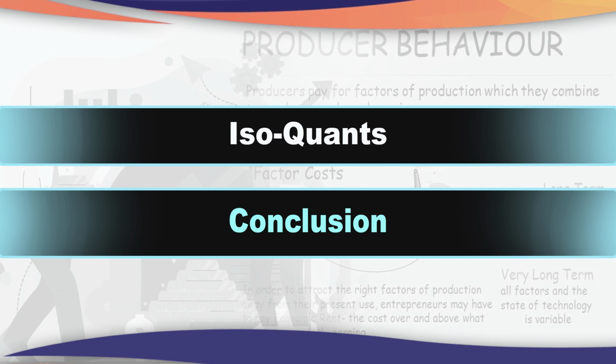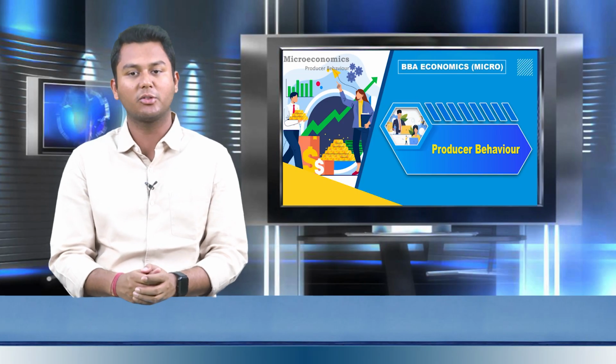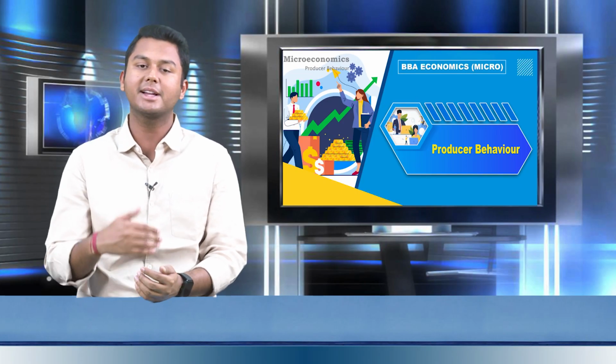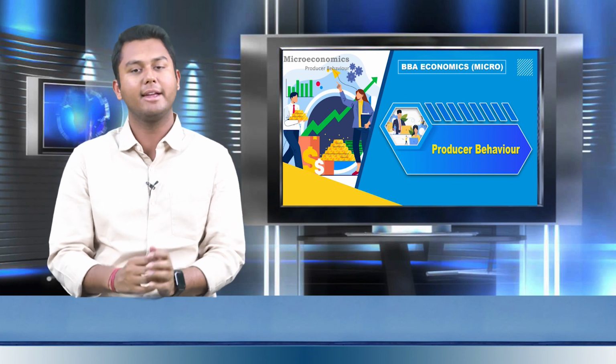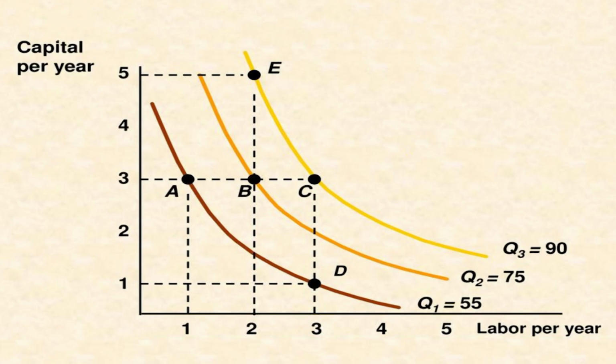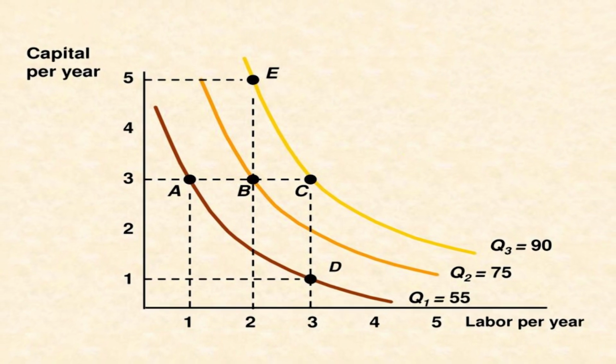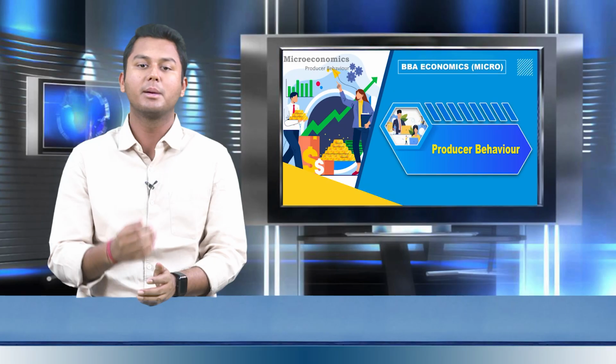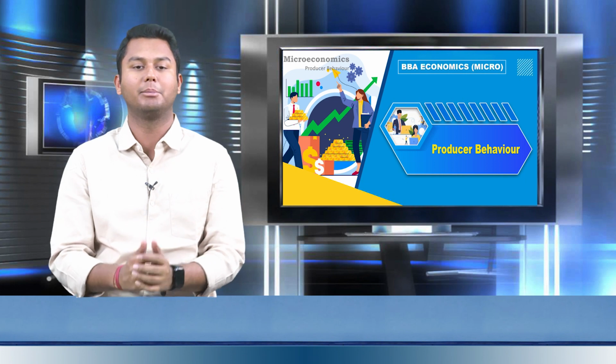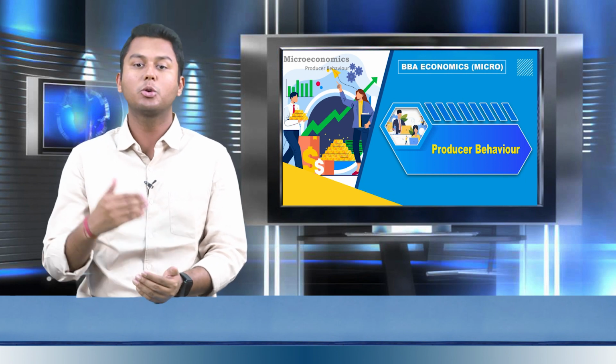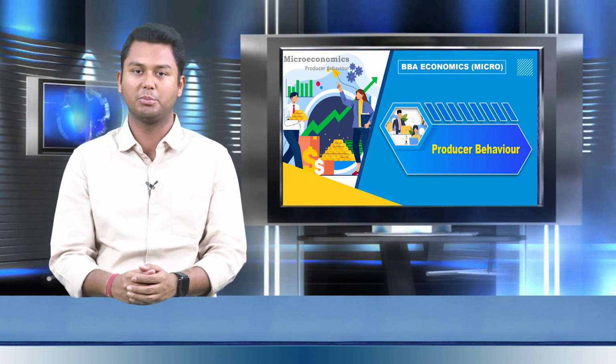Concluding this discussion, we can say that understanding the properties of isoquants helps firms optimize production decisions by efficiently allocating inputs. By analyzing the shape, slope and position of isoquants, businesses can determine the best combination of capital and labor to minimize costs and maximize output.